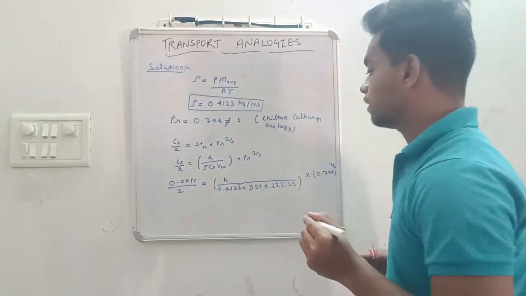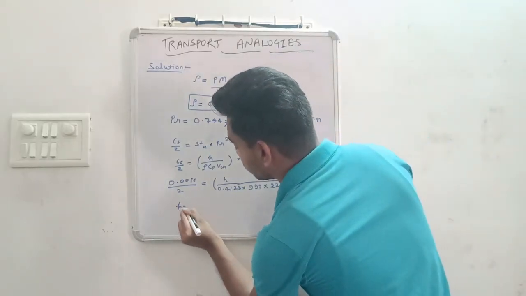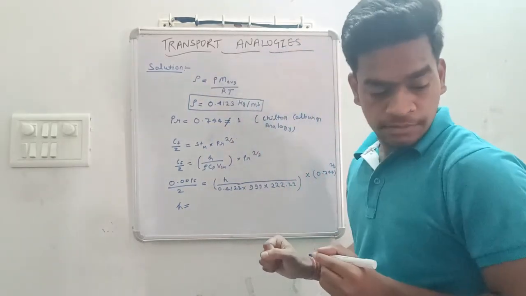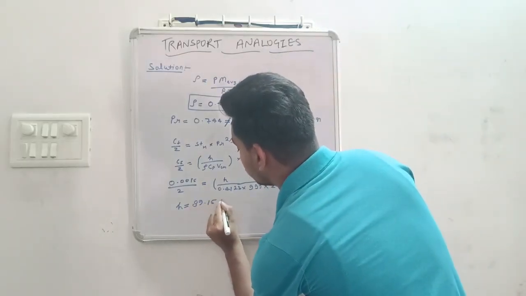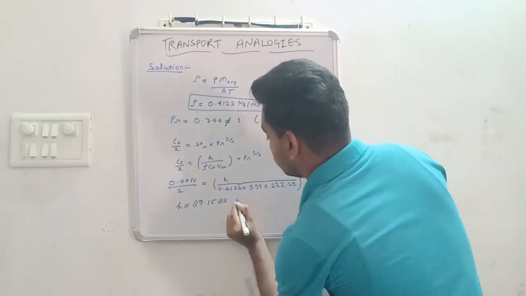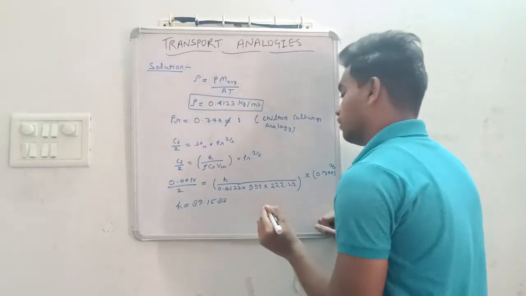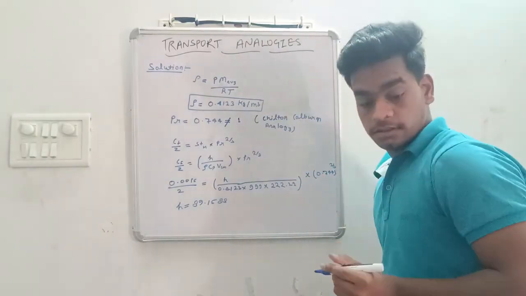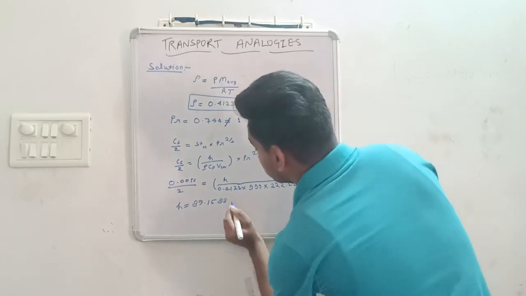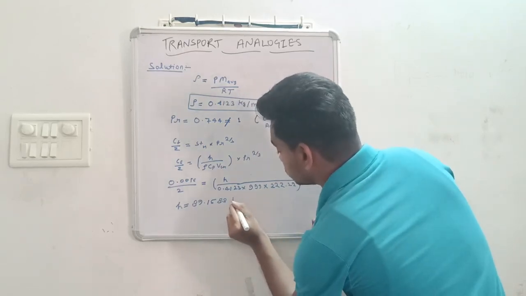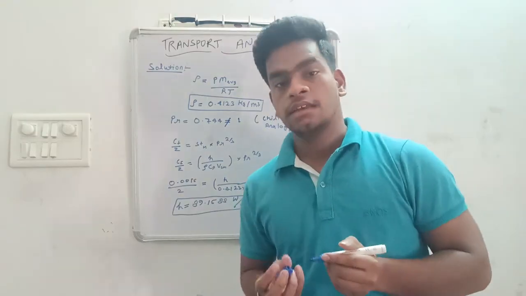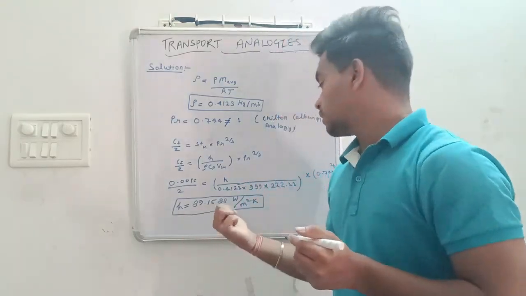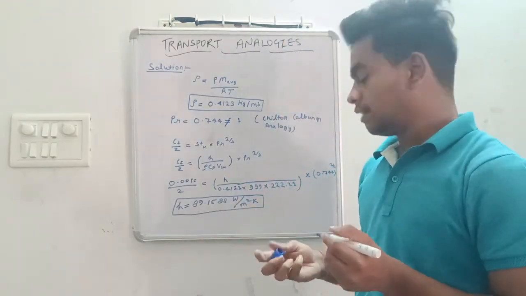By calculating this, we get the value of heat transfer coefficient as 89.1588. The unit of this is watt per meter square Kelvin. By this, we can conclude this is the answer of this question.